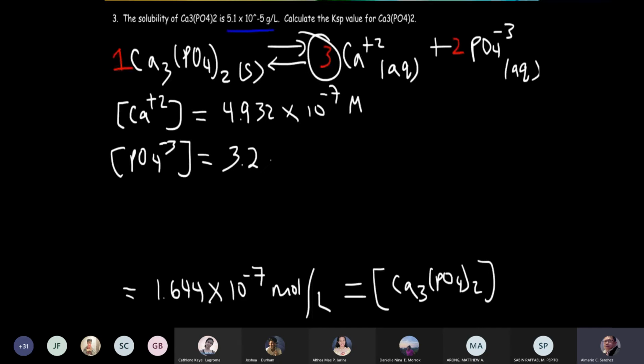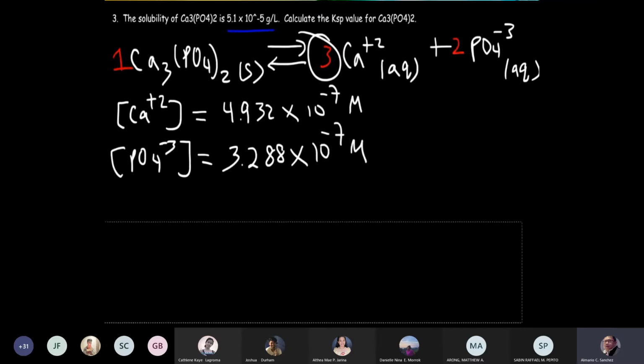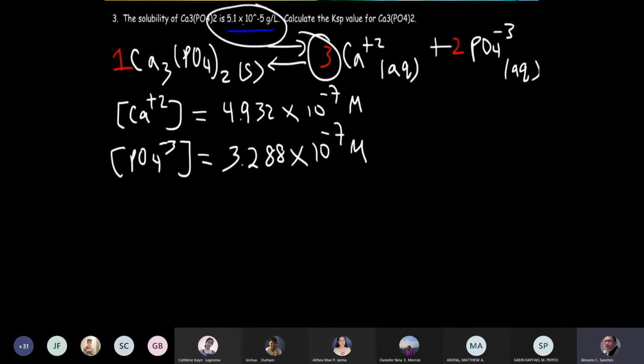So this is going to be 3.288 times 10 to the minus 7. So now that we have the calcium and the phosphate ion concentrations at equilibrium, we can now calculate the KSP value. Now granted, the solubility that they give you is always the solubility at equilibrium. It's not the initial value. We don't need an ICE table for this problem.